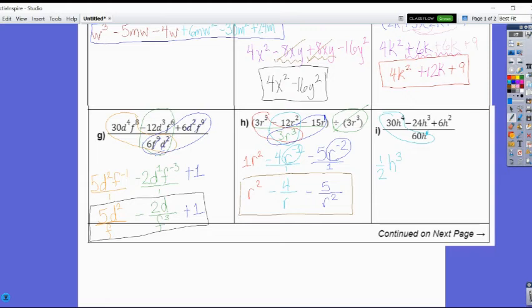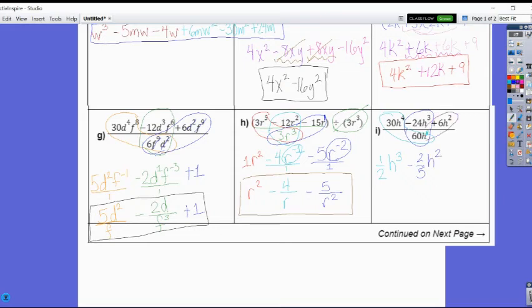My next term then, we've got this negative 24 dividing by the 60 there for my coefficients. That doesn't divide evenly, but you can certainly simplify that fraction. I'm going to get -2/5. And h to the third divided by h says subtract the exponents, 3 minus 1. So this is now h to the 2.